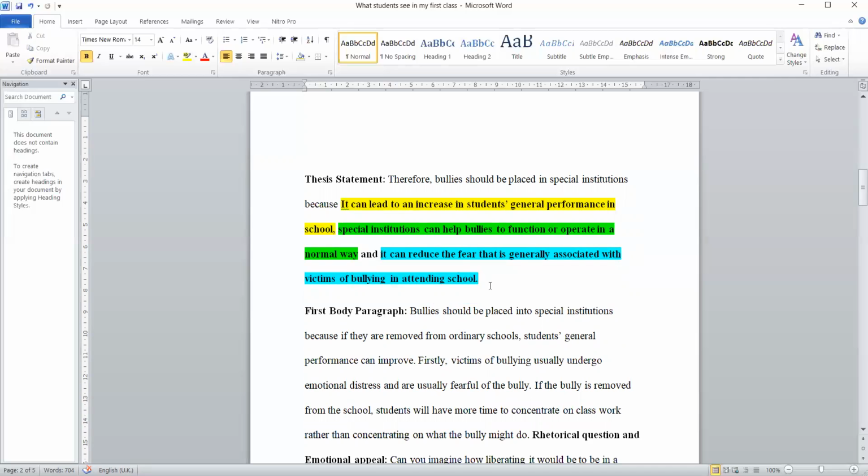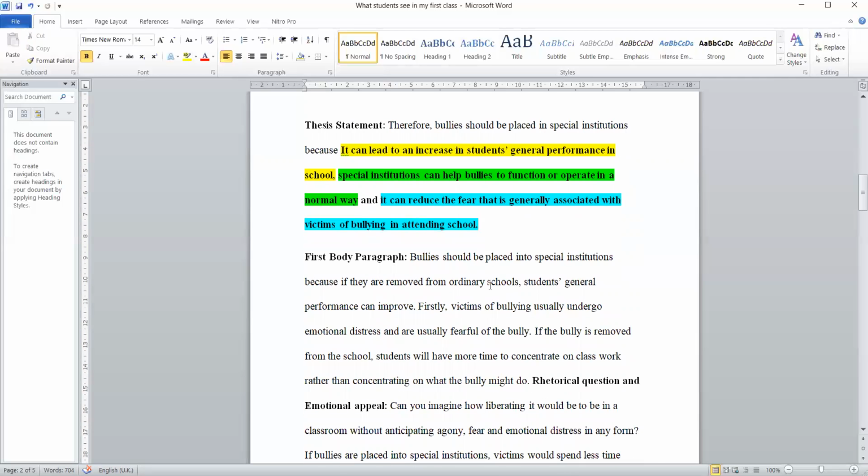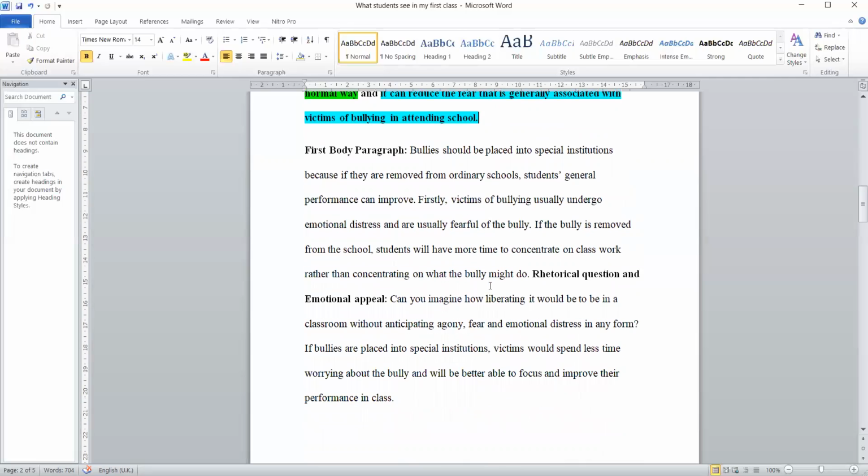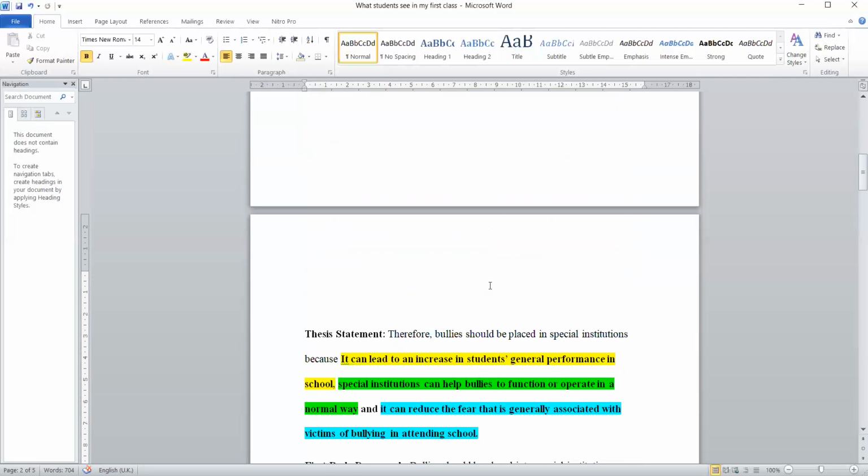So in the last classes, we spent time with the first and second body paragraphs. What are some of the information that you have to include in your body paragraphs? Repeat that, miss. When you're writing your body paragraph, how do you write it? Specifically with persuasive writing, how do you write your body paragraphs?